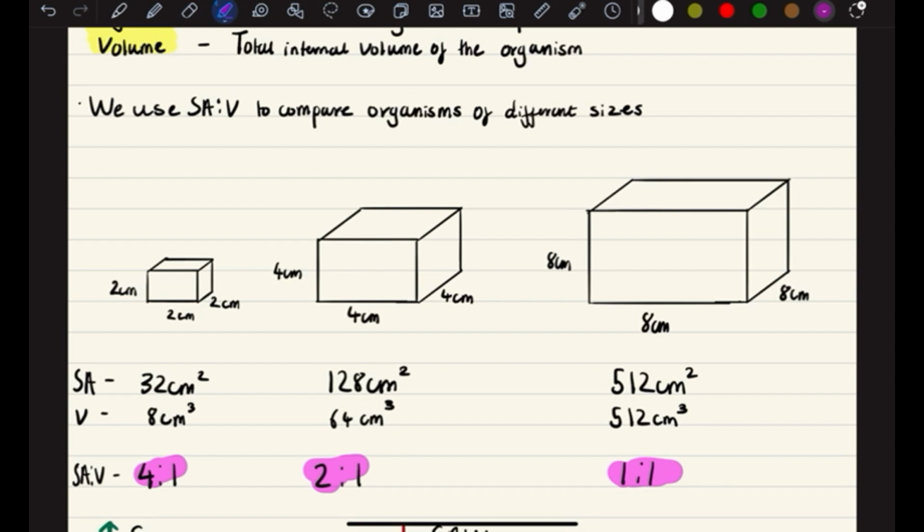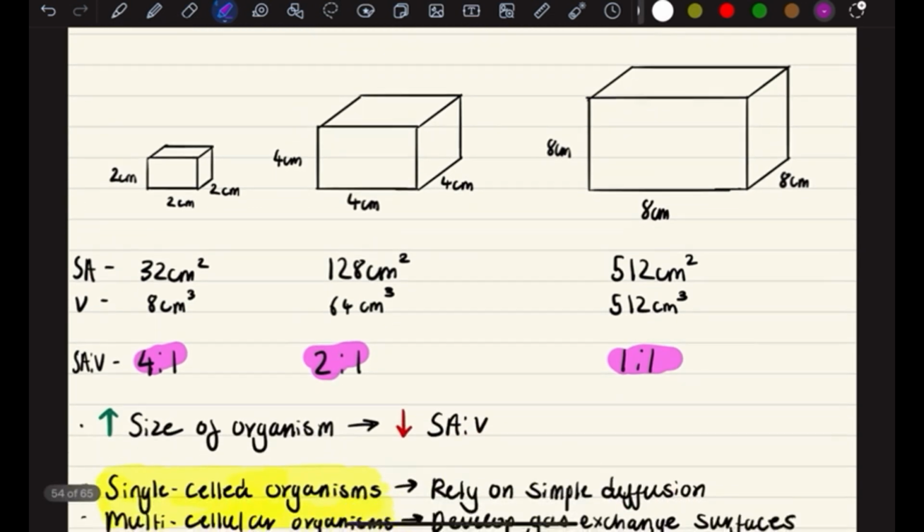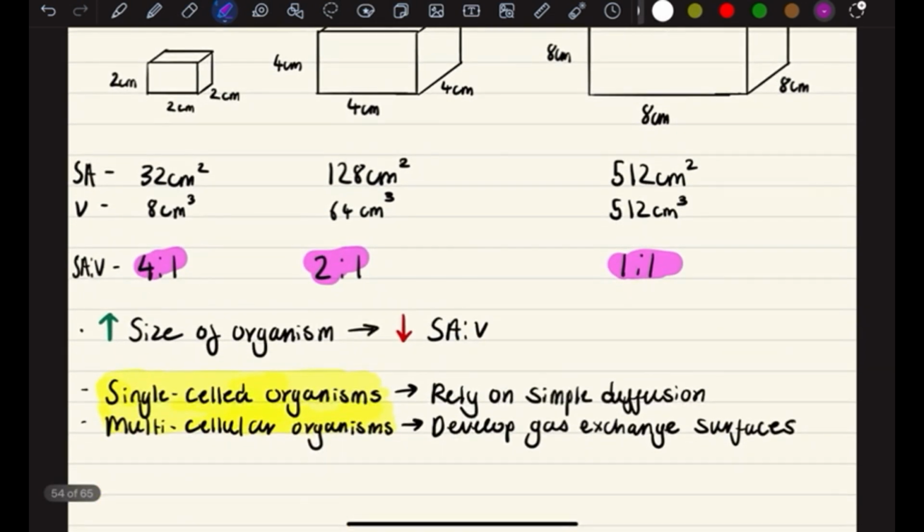So you can see that your surface area to volume ratio is decreasing as you get larger, whereas your actual surface areas and your volumes are both increasing. But the rate at which the volume increases is more than the rate at which the surface area increases. Single-celled organisms, because they're really small, have a high surface area to volume ratio. Hence, simple diffusion is enough for them to get nutrients like oxygen and minerals. Whereas multicellular organisms, which tend to be bigger, are going to struggle.